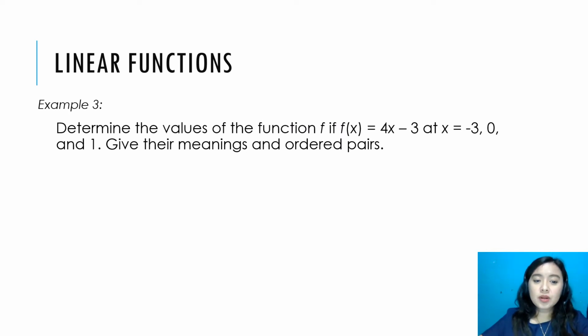Let's have another example. Determine the values of the function f if f of x is equal to negative 4x minus 3 at x is equal to negative 3, 0, and 1. Give their meanings and ordered pairs. So this time, we are asked to determine the value of the function. Okay. So, sa function, moong naan na siya f of x. Kay since it is a function, mura na siya og mao na ang iyahang ruling ba or ang iyahang process na gigamit ba. So, kani siya mao ni siya ang process na atong gigamit.